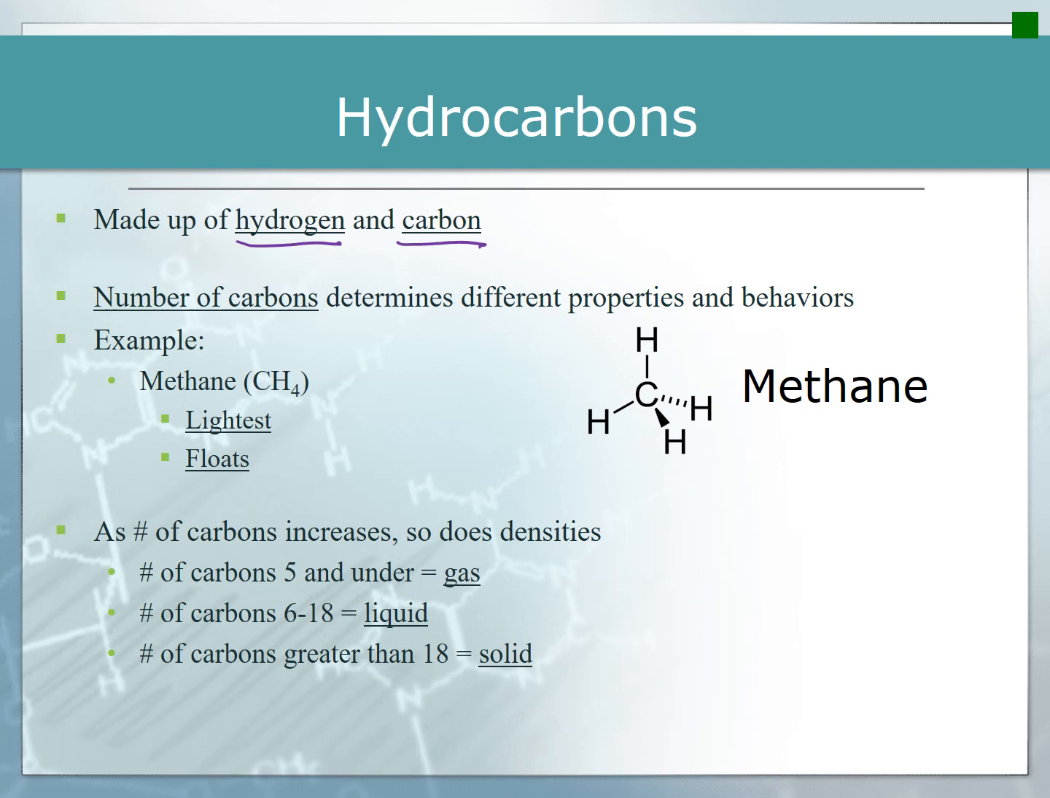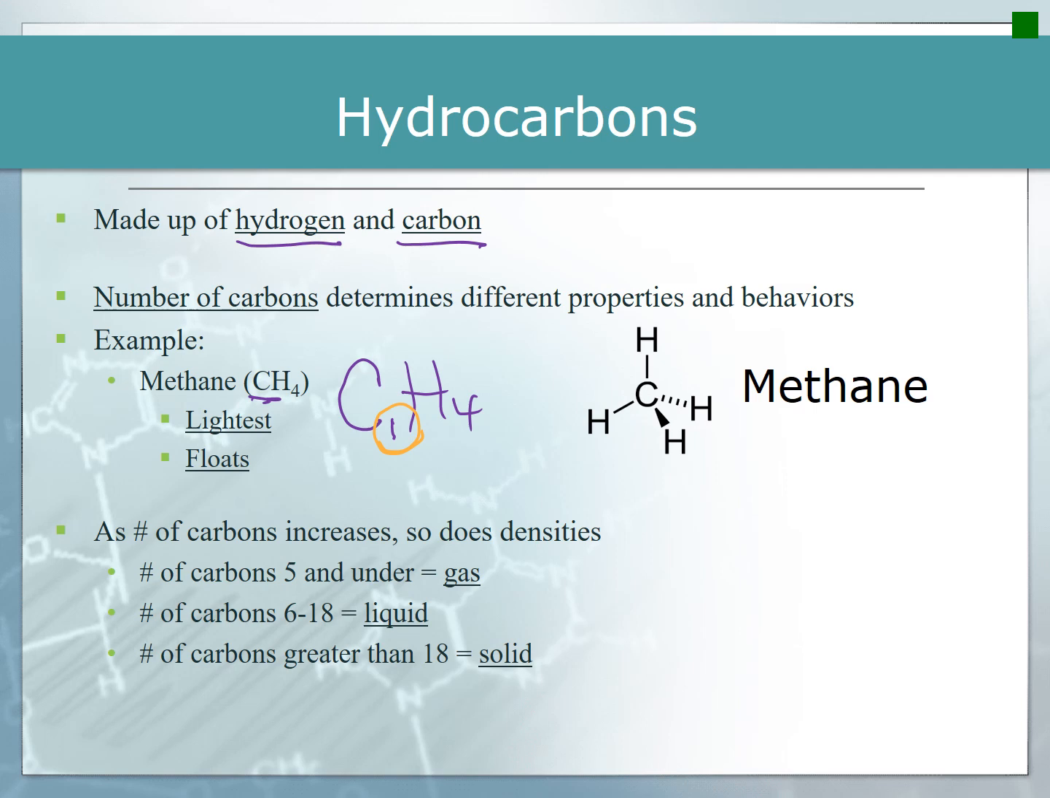For example, if you had one carbon, CH4. By the way, if you see C and then H4, if you don't see a number right after the element, it is an understood, assumed 1. So we're really saying for this one, we have 1 carbon and 4 hydrogens. CH4 is known as methane. Methane is the lightest, and it floats.